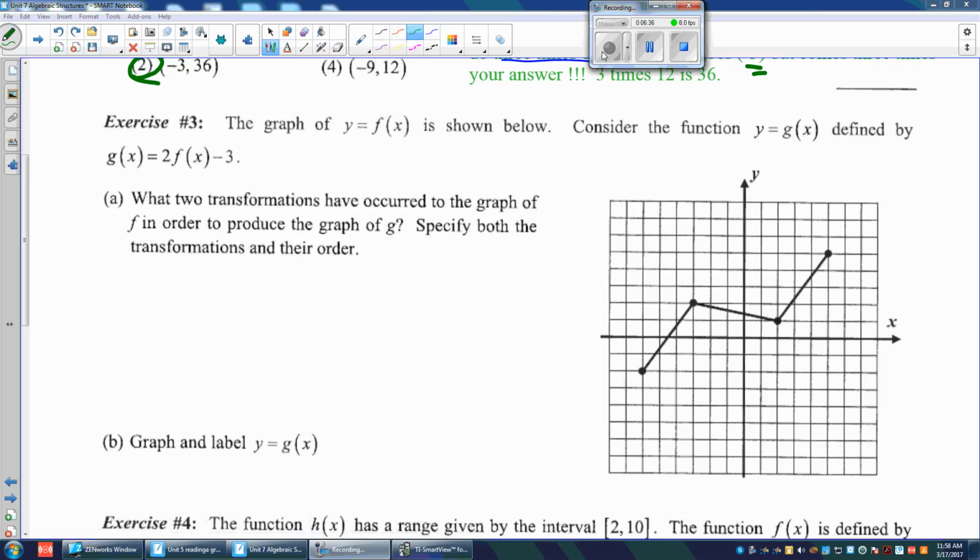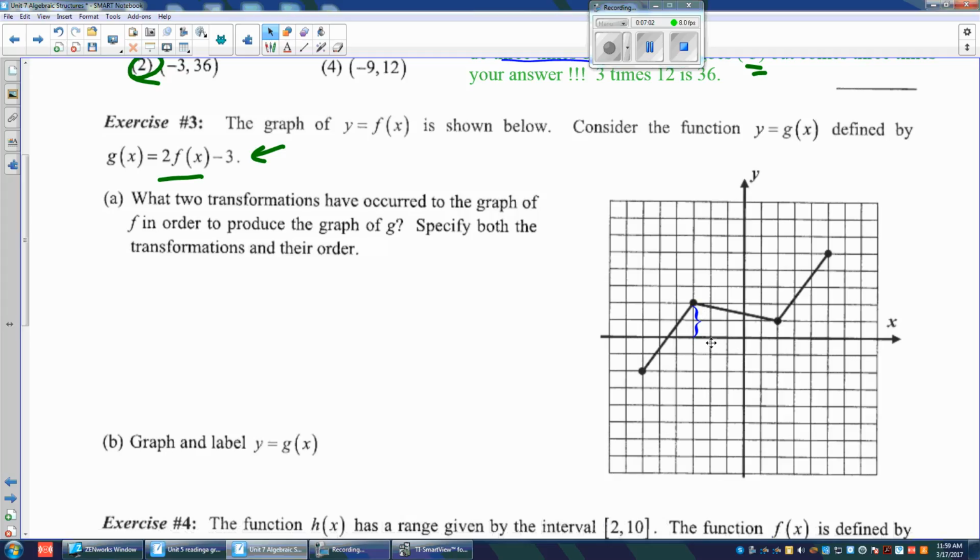Okay, so this is kind of funky. The graph of y equals f of x is shown below. Consider the function y equals g of x, defined as g of x: first multiply by 2, then subtract 3. First take my answer and multiply it by 2. How can I find your answer on a graph? Well, I know where I can find the answer. The answer is right there for that point.